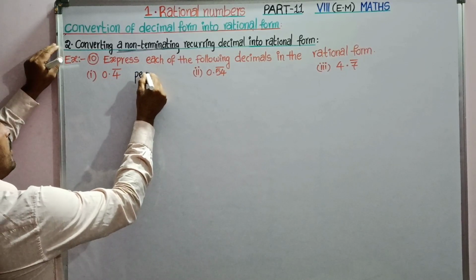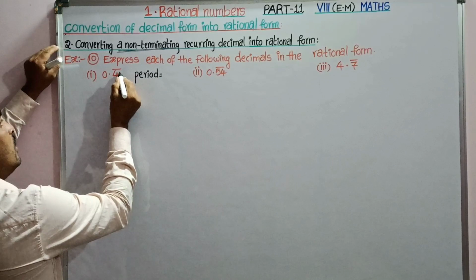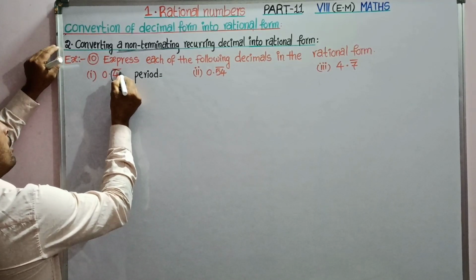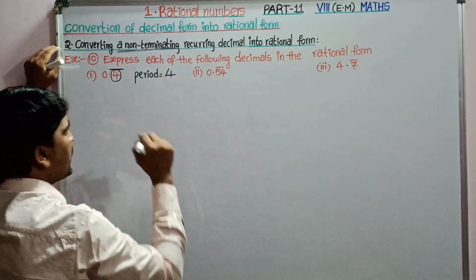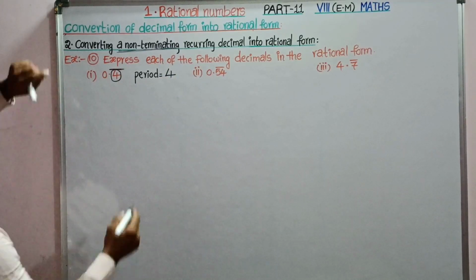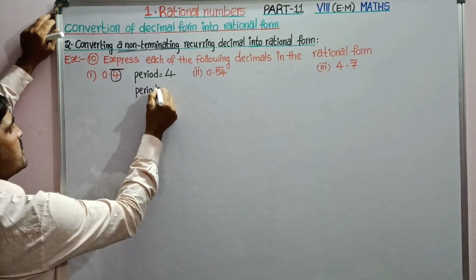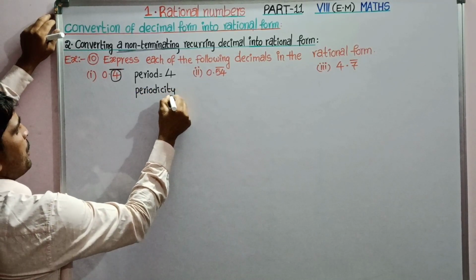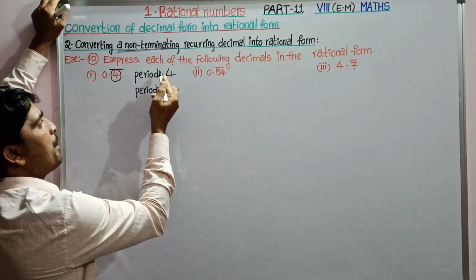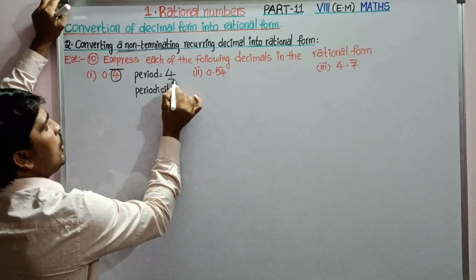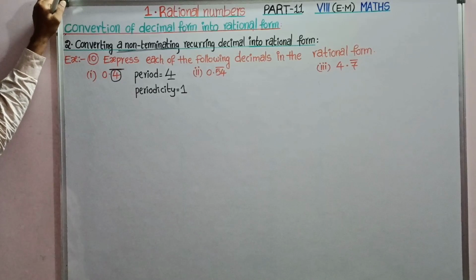What is the period of 0.4 bar? What is period? The digit that comes under the bar. The digit that comes under the bar is 4. That is, the period of 0.4 bar is 4. And periodicity? Periodicity means the number of digits in the period. In that period we have only one digit, 4. So periodicity is 1.